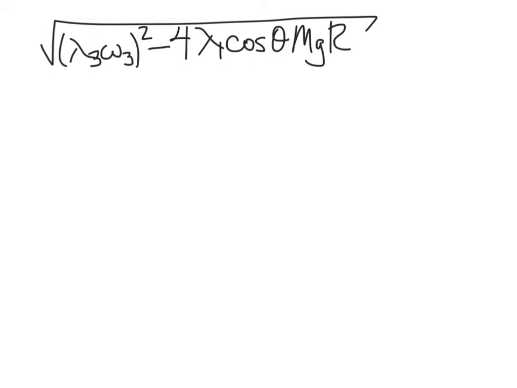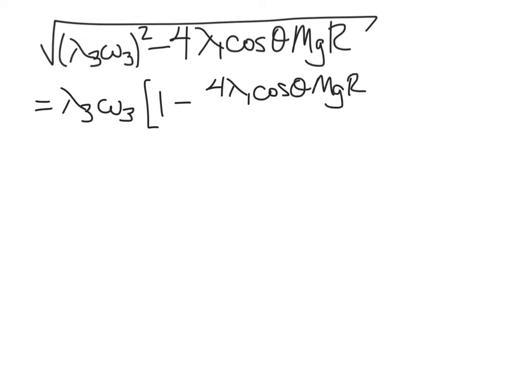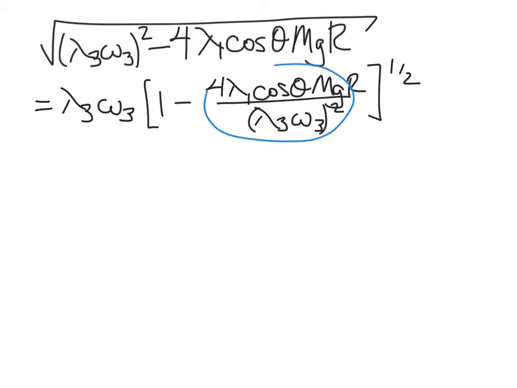So here's our radical expression. Let's factor out the lambda 3 omega 3 squared term. So that brings this up here, omega 3, and now this is going to be times the square root of all of this. So we've got 4 lambda 1 cos theta mgr all over lambda 3 omega 3 squared, the square root. Now if lambda 3 omega 3 is big, then this whole second term is pretty small, and so we can Taylor expand this square root, and we get an expression that looks like this.